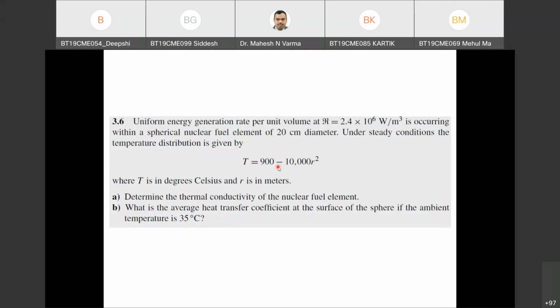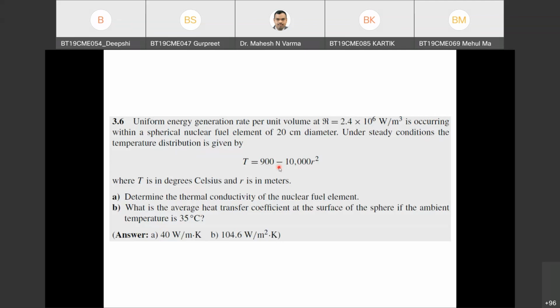Yeah, roll number 47, Gurupreet. Yes, sir. I got 800, sir. Surface temperature. Okay, 800. And what is the heat transfer coefficient you got? Sir, 104.57 watt per meter square Kelvin. Correct. Both are correct. So thermal conductivity is 40 watt per meter Kelvin, and heat transfer coefficient is 104.6 watt per meter square Kelvin.